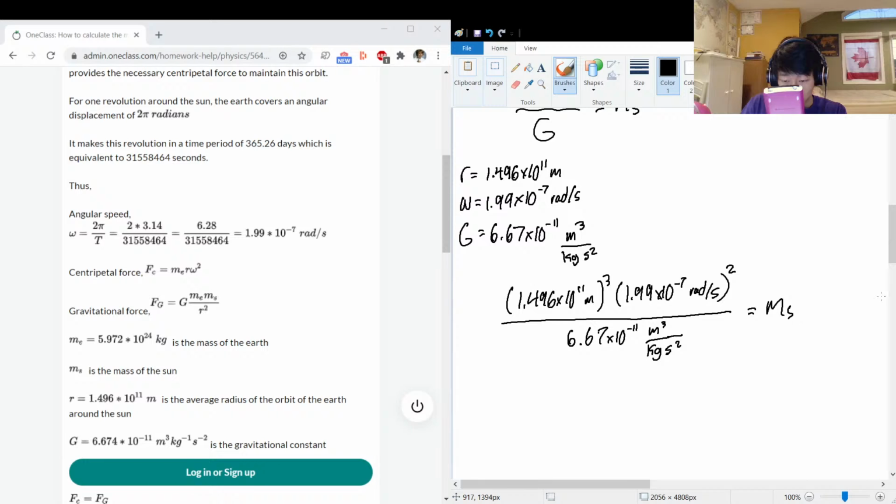1.496 times 10 to the 11, cube it. Don't forget the cube. Multiply that by 1.99 times 10 to the power of negative 7. Don't forget that negative. It's important to have a little bit of negativity. Just kidding. Then 6.67 times 10 to the power negative 11.